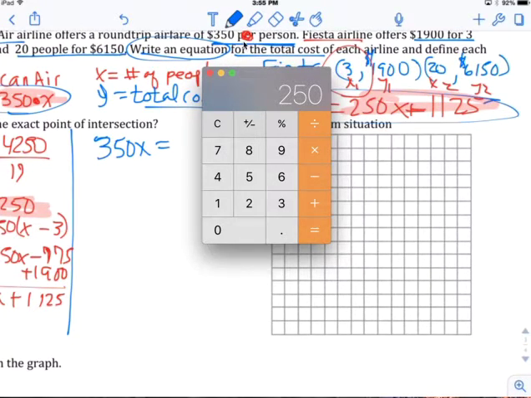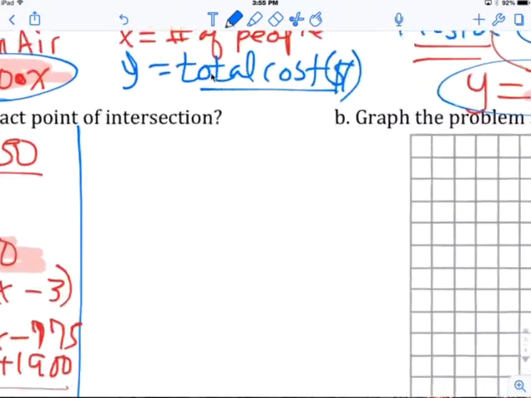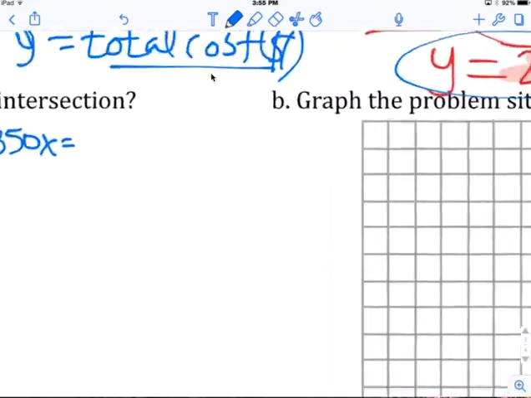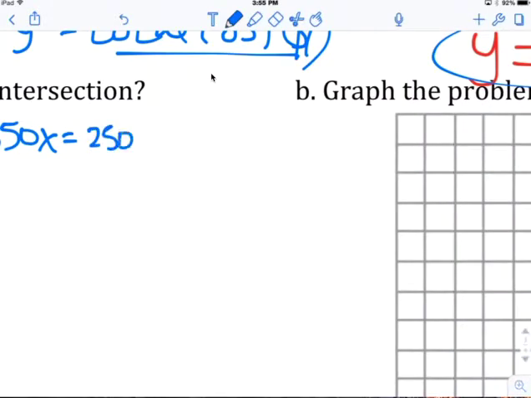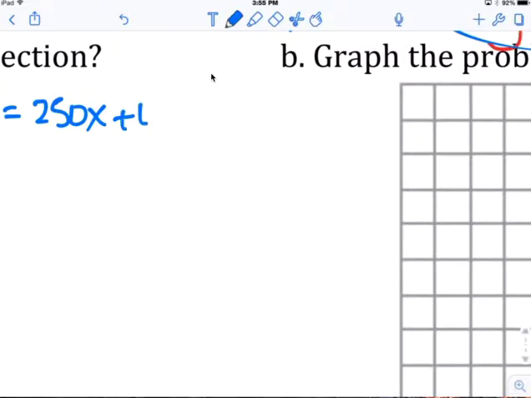Oops, I need to move the calculator. Probably you guys didn't see. Okay. 250x plus 1125. I'm gonna have to write smaller because I need room to graph. So 350x equals 250x plus 1125.